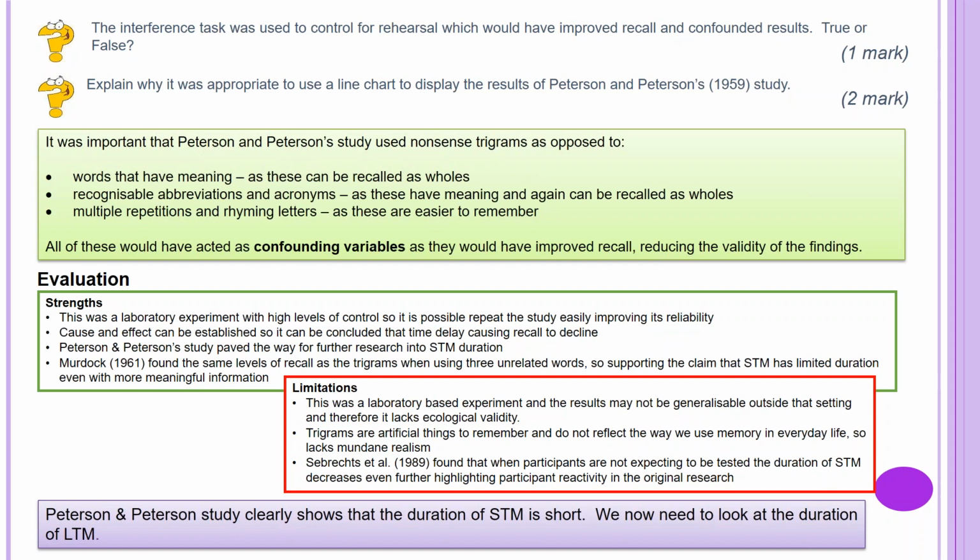Trigrams are artificial things to remember and do not reflect the way we use memory in everyday life, so lacks mundane realism. Peterson et al. 1989 found that when participants are not expecting to be tested, the duration of short-term memory decreases, even further highlighting participant reactivity in the original research. Peterson and Peterson's study clearly shows the duration of short-term memory is short. We'll now need to look at the duration of long-term memory.